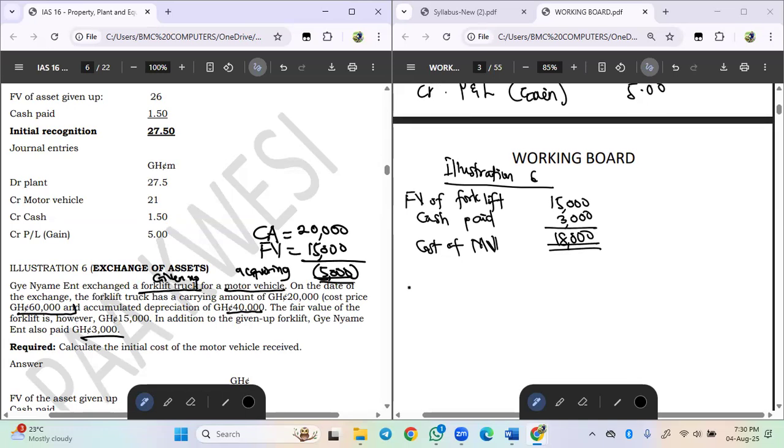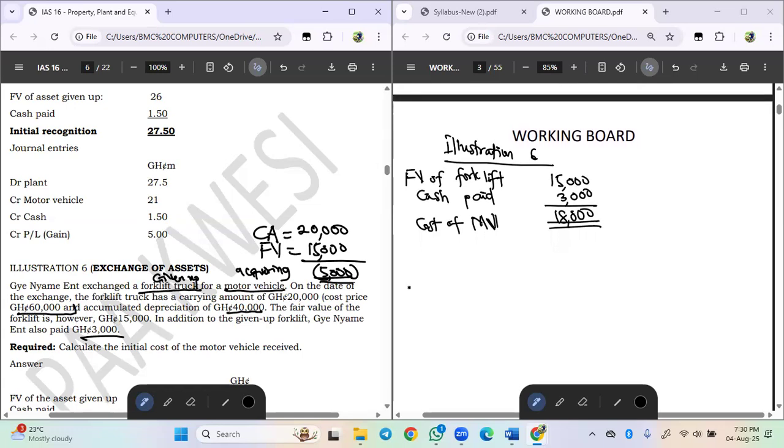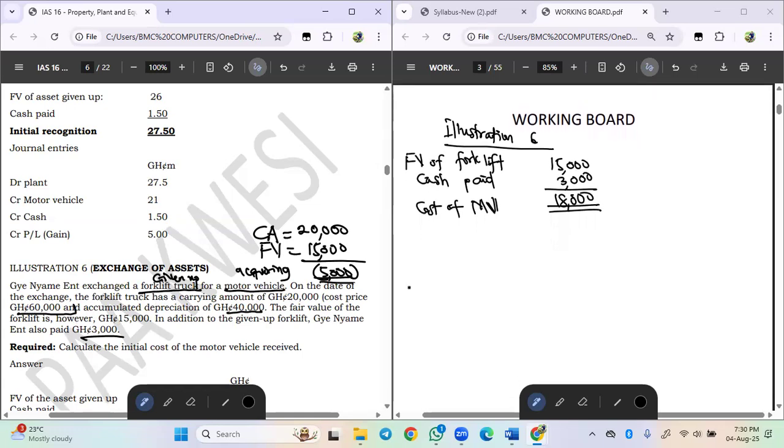Okay. So now you've been able to determine the cost of the motor vehicle. So let's look at the double entry for this particular asset. Can we try? Because it's like I'm talking too much. Okay, let me try.